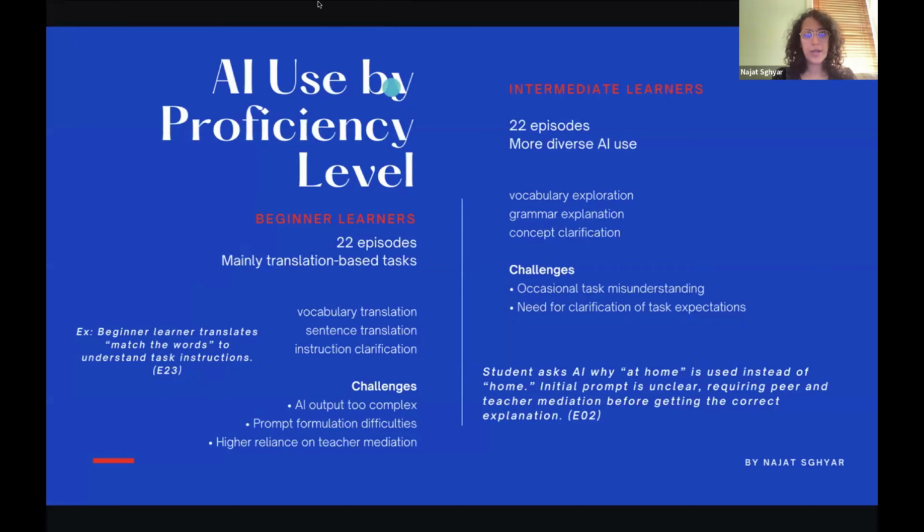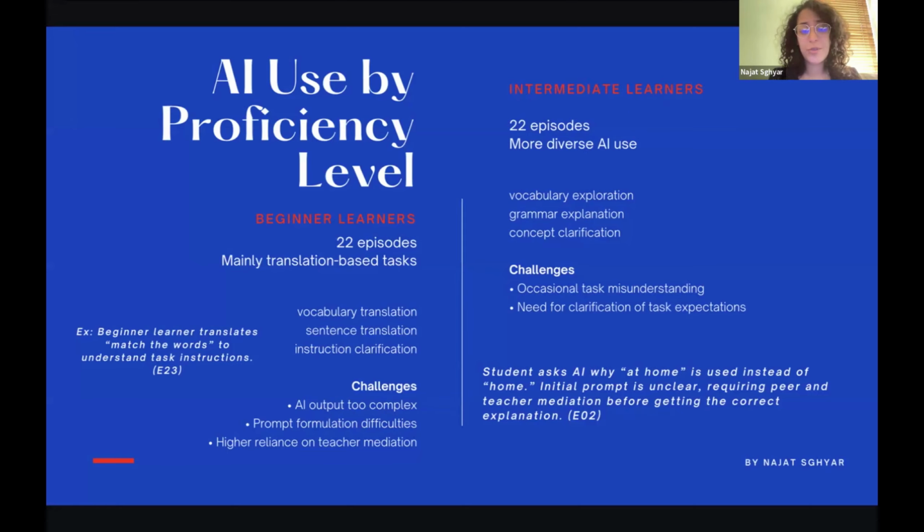Now, let's look at the findings in terms of proficiency. For beginners, they mainly used it for translation, vocabulary translation, sentence translation, and instruction clarification. The challenge faced was that usually the AI output was too complex for them. So they were able to translate it really well, but they didn't understand what they were writing down. So the task was completed, but not really completed, right?